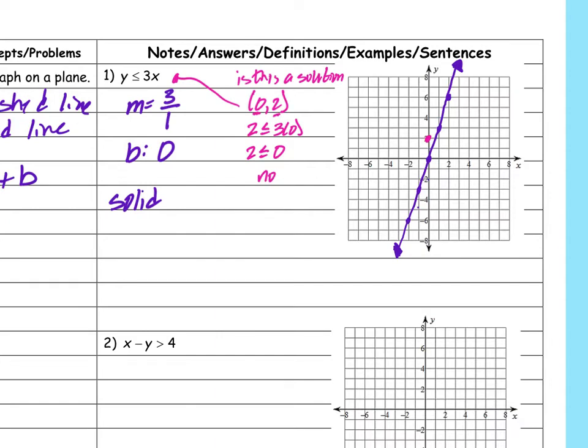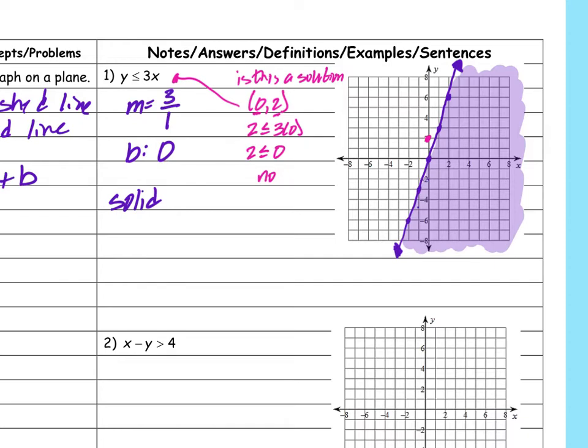And if you look at my graph, I have two sides of my graph. I have the side that contains the point that I just checked and the side that doesn't. So if my answer was yes, I would shade in the side that contained the point that I chose, but my answer was no, so I'm going to shade in the side that does not contain the point. So it's this whole side over here. Okay?